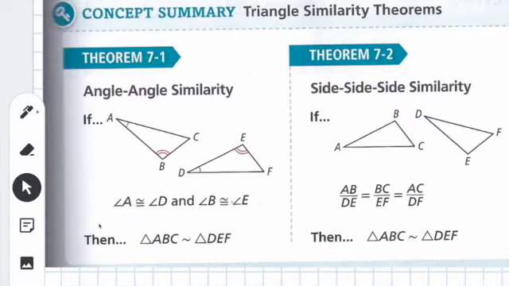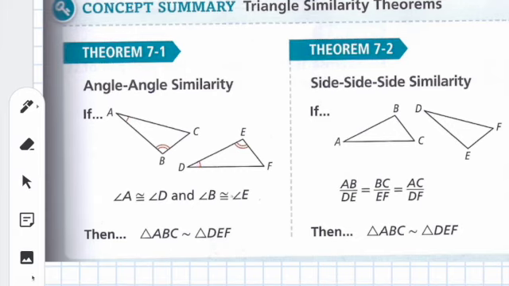So in this situation over here, you have angle-angle similarity. Right here, this symbol in the middle means similar. So these two things are similar based off of having two angles that are congruent.